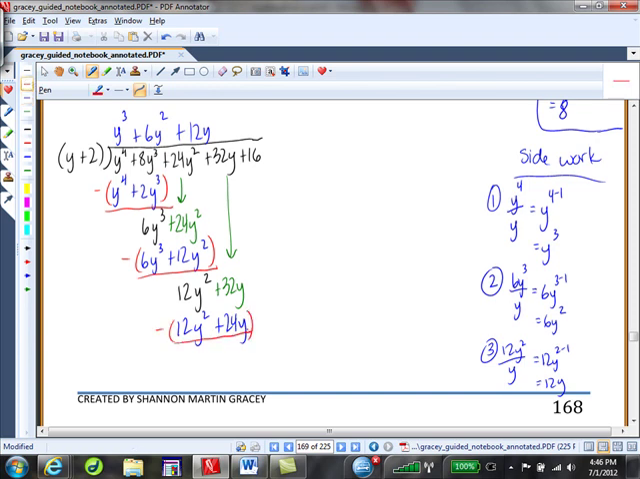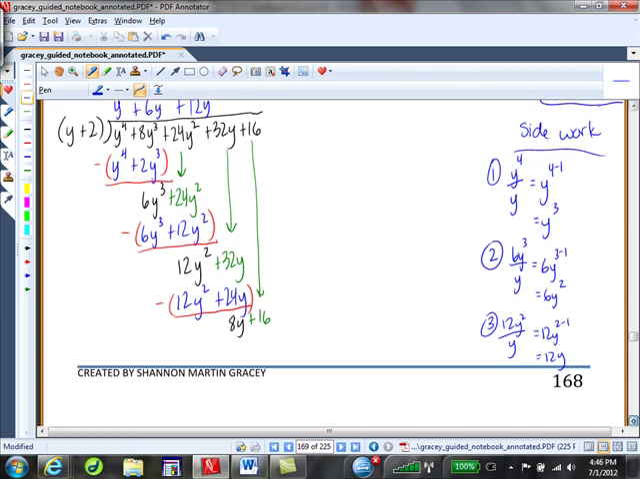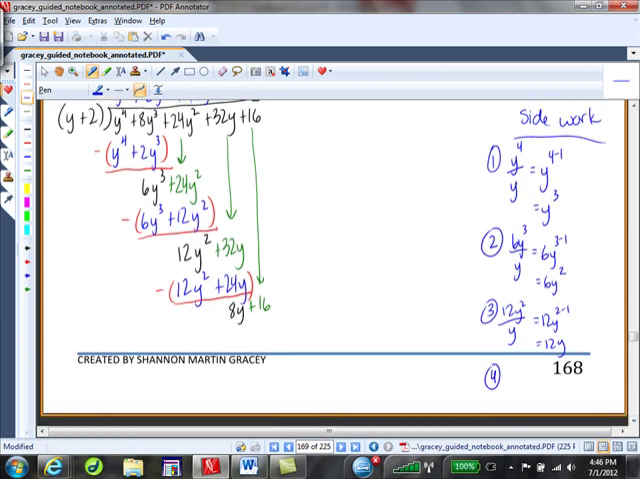Subtract the binomial. The y squared terms zero out. We will end up with 8y, and then we'll bring down our next term of plus 16. Our last bit of side work: 8y divided by y is just going to be 8.